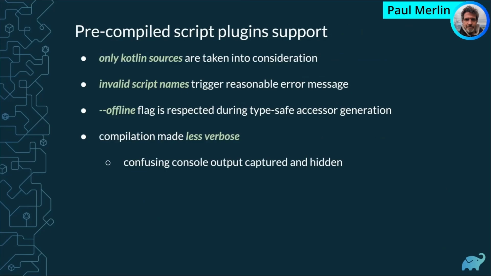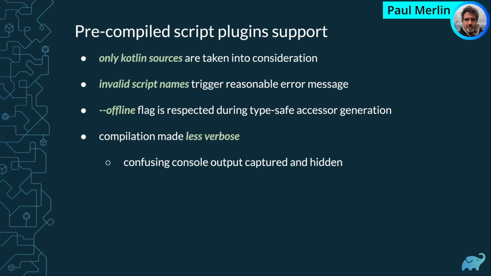And still about this plugin development plugin, this is the one providing precompiled script plugin support. As a reminder, precompiled script plugins are .gradle.kts files, but stored in source sets to be published as plugins. And so there were a few tweaks to the usability there. We now only consider Kotlin sources when looking up those scripts, and that prevents confusing error messages when you add, for example, such scripts in your resources.